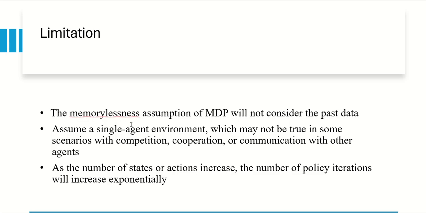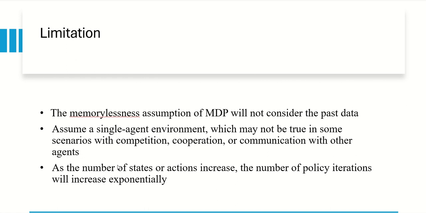So what are the limitations? First, the memorylessness assumption of MDP might not be right, which means we are actually wasting all the previous information from state 0 to state t-1. And also, traditional MDP only assumes a single agent, but there are probably 2 or more, and there will be cooperation and communication. And also, as the number of states and actions increases, there will be more computing problems.